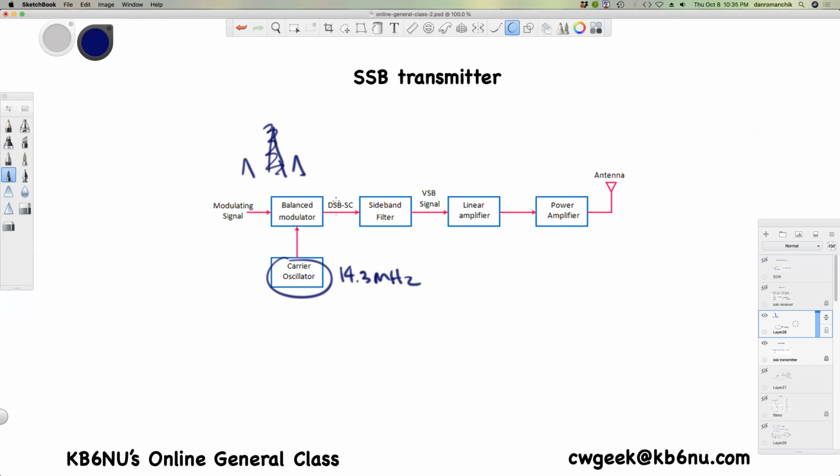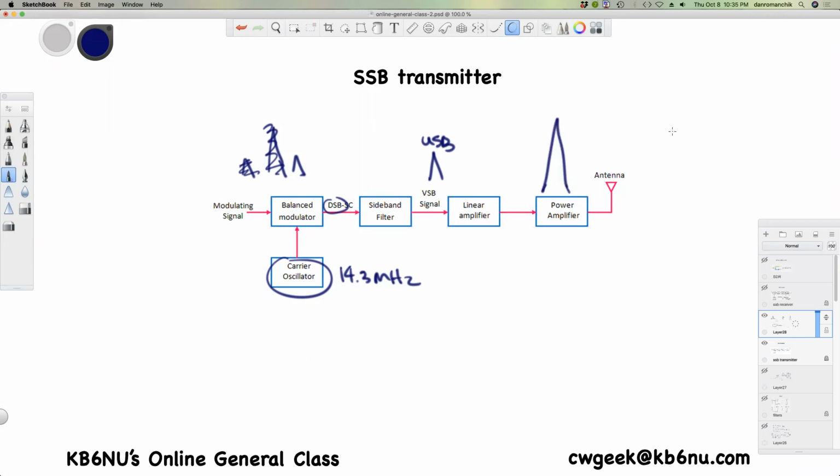So you've got a double sideband going into this sideband filter. And this sideband filter will filter out one of these sidebands. On 14.3 megahertz, you want it to filter out the lower sideband. So at this point, all you have is the upper sideband signal. Put that through the linear amplifier and the power amplifier, and you've got a stronger signal that you then send to the antenna.